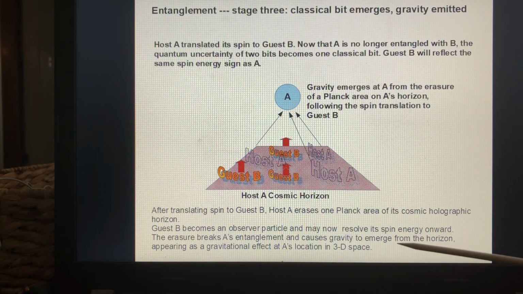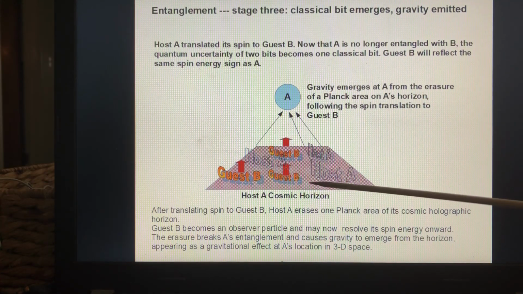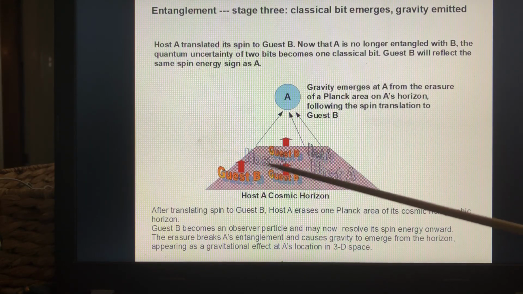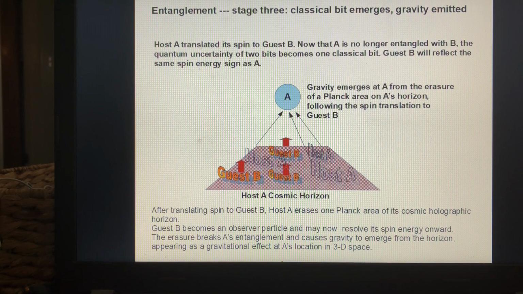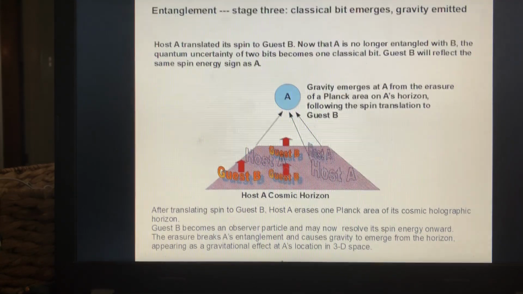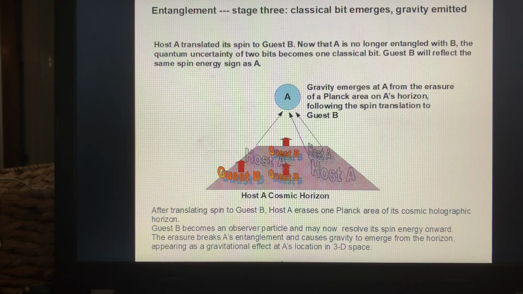A Planck area erasure severs the entanglement from A to its host horizon, and that causes gravity to snap back to A. Guest B is now an observer particle, and you can see it has the same sign as host A. So guest B becomes an observer particle and may now resolve its spin energy onward. This erasure breaks A's entanglement. So A can actually entangle again from this point. And you can see that A has kind of lost its juice there by putting gravity back at particle or host A there.